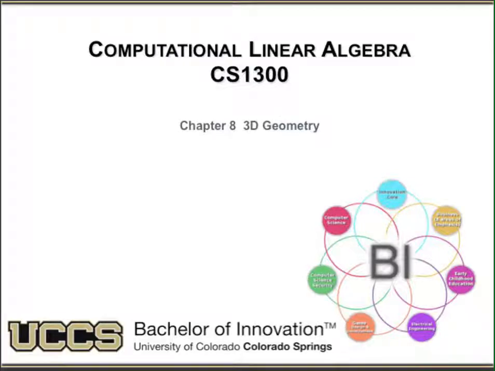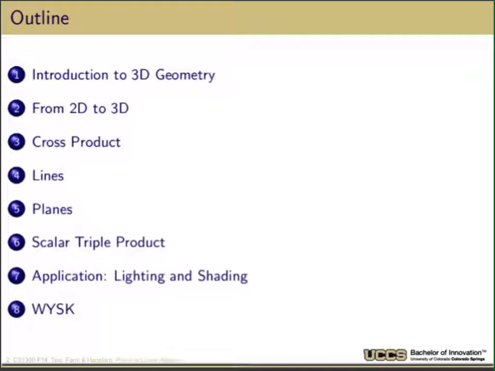Chapter 8. We're going to get back into 3D geometry. We're going to go pretty quick through this chapter. We're going to take a quick look at 3D, as we move from 2D to 3D. In fact, I'll talk about 4 and higher dimensions. We'll introduce a new operator that we have in 3D called the cross product. We'll look at how to represent lines and planes and the triple scalar product as we work with that.